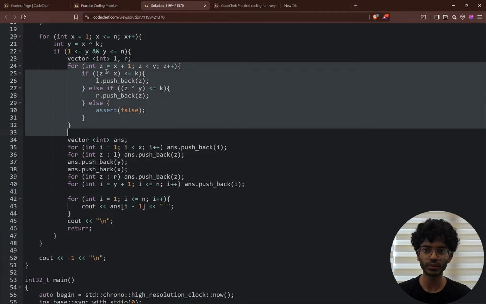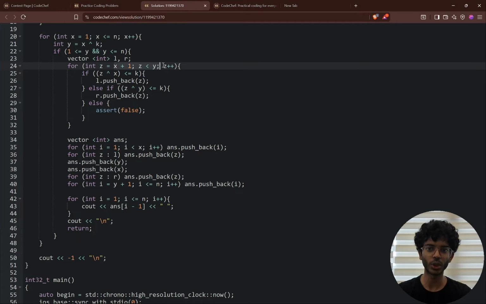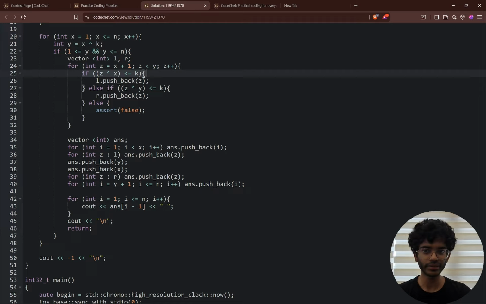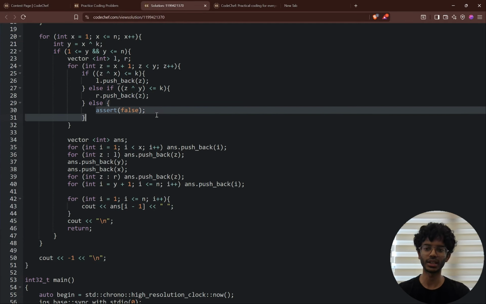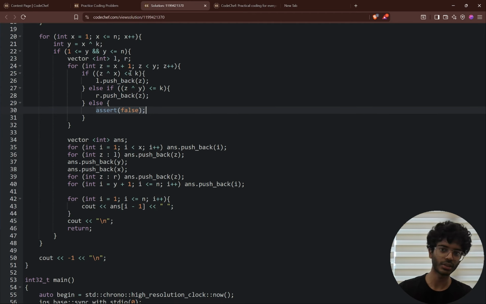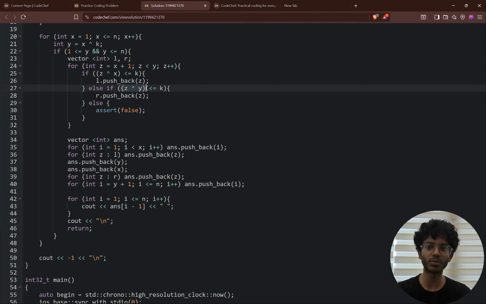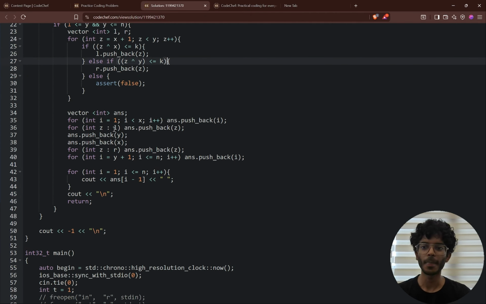We'll run a loop of z from x plus 1 to y minus 1. And if x or z is less than or equal to k, we'll push it inside the left array. If z or y is less than or equal to k, we'll push it inside the right array. Otherwise, this condition can never happen because we proved that either z or x would be less than or equal to k, or z or y would be less than or equal to k.